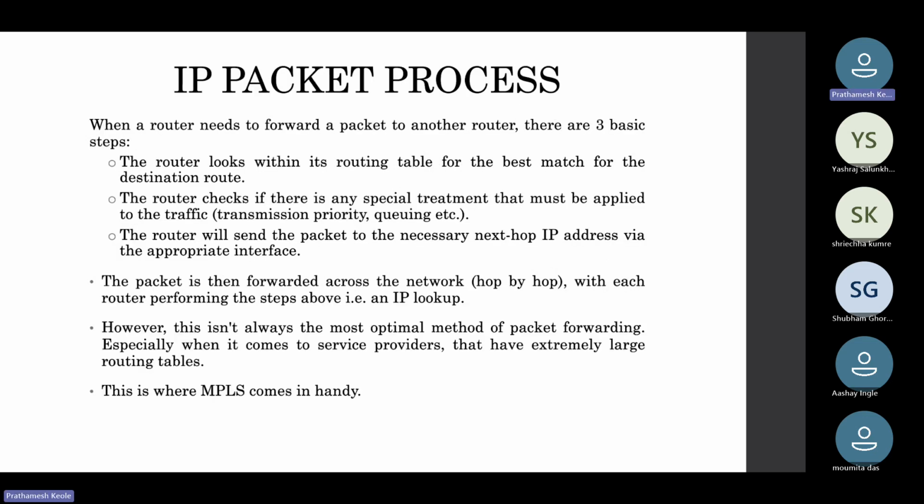So, the IP packet process. It is a traditional process in which the router needs to forward the packet to another router, and there are three basic steps for this. First, the router looks within its routing table for the best match for the destination route. Then the router checks if there is any special treatment, for example, transmission priority or queuing, that must be applied for the traffic. Then the router will send the packet to the necessary next hop IP address via the appropriate interface.